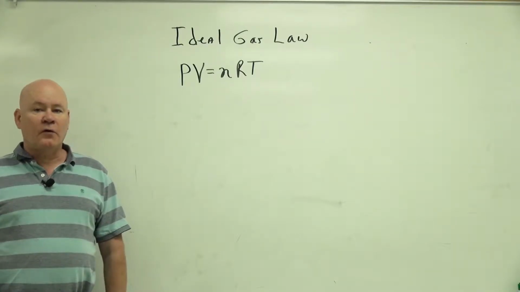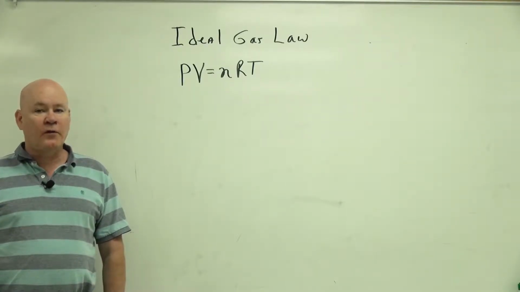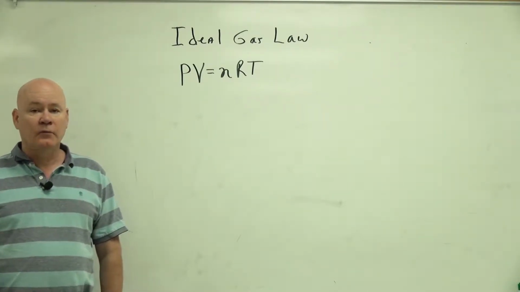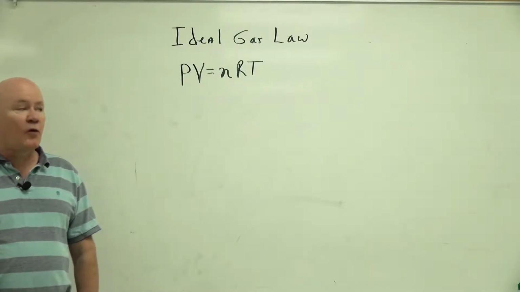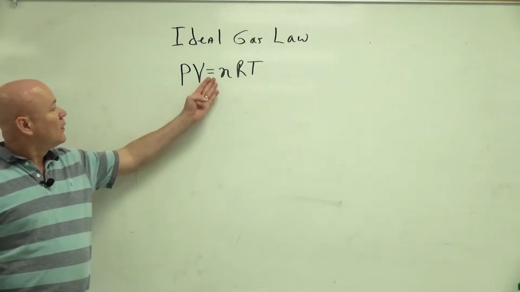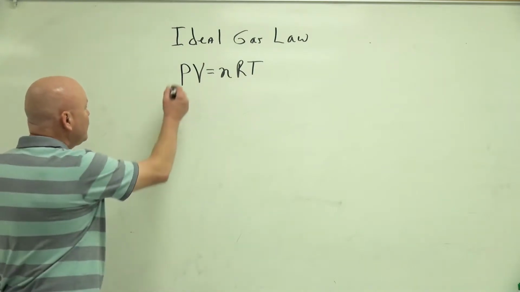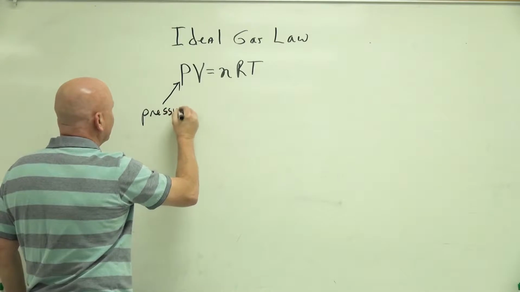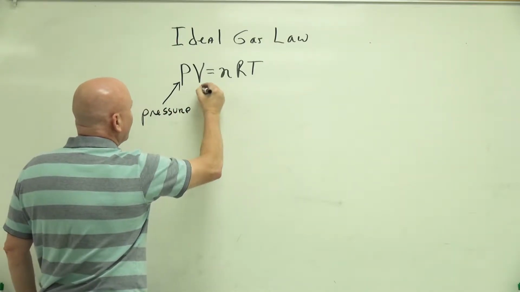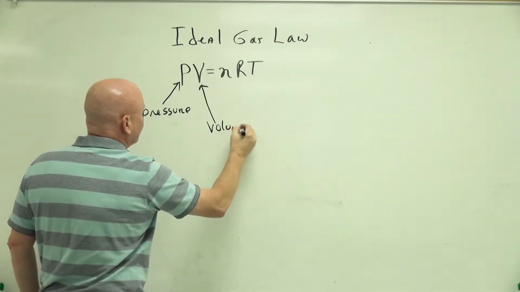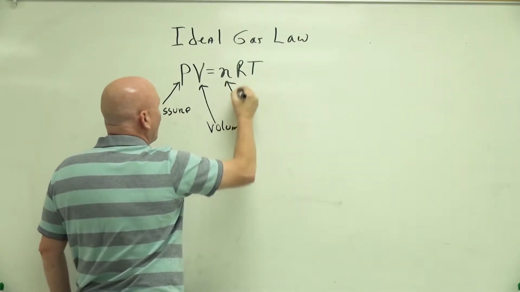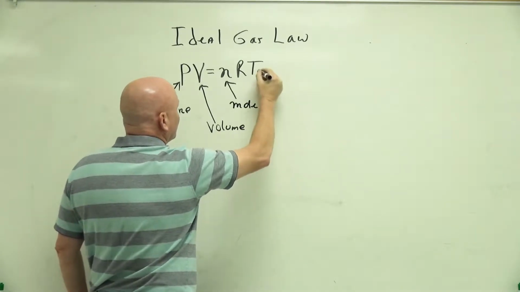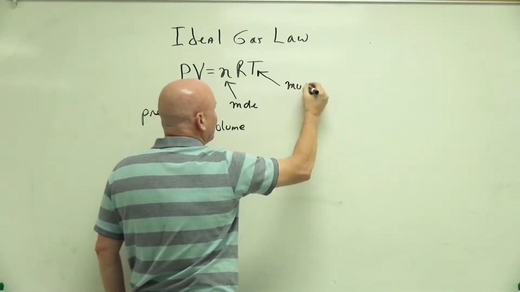The ideal gas law shows us the relationship between all the different variables that we've seen, such as pressure, volume, the amount, and temperature. And the ideal gas law looks like this. It's PV equals nRT. And pressure is P, so this is the pressure. This is the volume. This is the amount, or moles. And T is for temperature, and this must be in Kelvin.